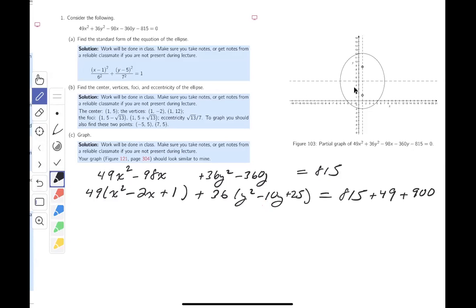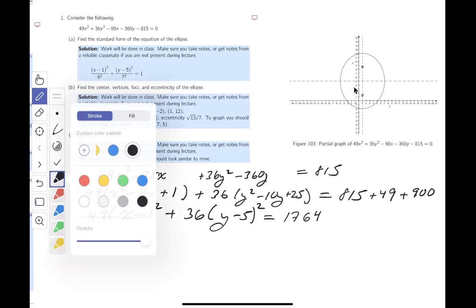Again, if you need time to do arithmetic or you're using a calculator to do that, that's fine. Let's write this down now. This is 49 times a perfect square, which is x minus 1 squared, plus 36 times a perfect square, y minus 5 squared, equals, you've got to add those numbers together. So let's see, 900, 800, 1700, and then 15 and 49 is going to be, let's see, 54, 64, right? All right. What are you going to do now? You want to get that to be 1 by dividing both sides by 1764. I'll write that down for you.